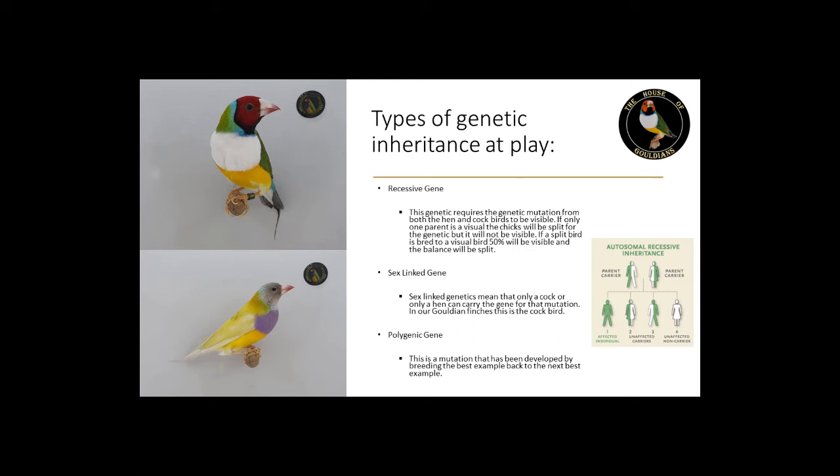The last trait that we're going to look at is the polygenic mutations, and basically what you do there is you take your best example of a particular mutation or beginnings of a mutation and you pair it back with another bird that's showing similar traits, and slowly over time you build on it until you get your desired outcome.